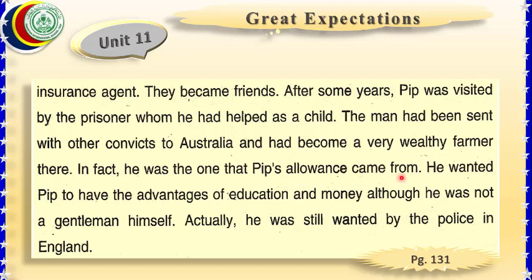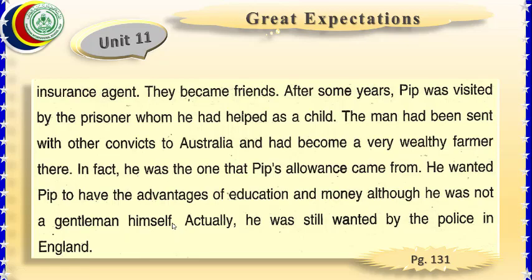Yes. In fact, during his childhood, the money that Pip was receiving regularly was coming from that prisoner. Now he was a prisoner, he was working in Australia and he was a wealthy farmer. He wanted Pip to have the advantages of education and money, although he was not a gentleman himself. Actually, he was still wanted by the police in England. Yes, in that situation at that time, England police was trying to arrest him.